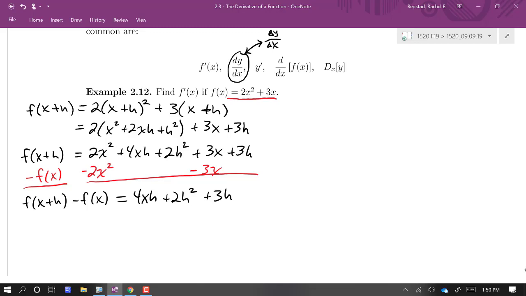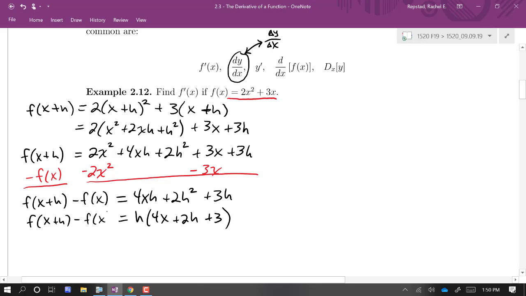Now what do we do? Pull out the h. So there's our f of x plus h minus f of x. Now what? Cancel what? Okay, yeah. So what I haven't done yet is set up the limit.